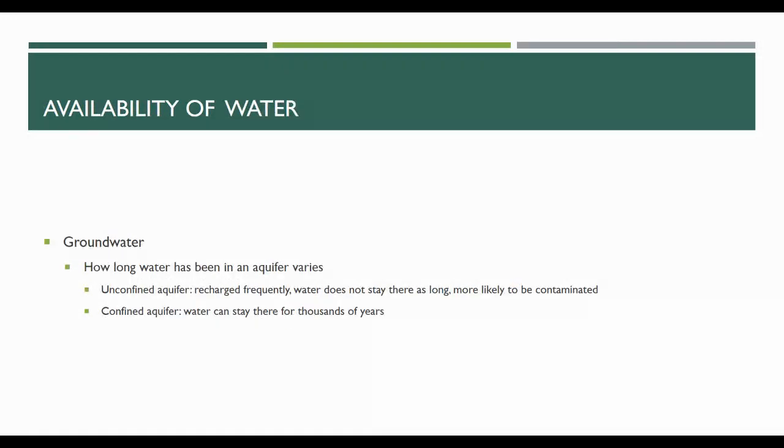How long water has been sitting in an aquifer is going to vary. It's going to be recharged a little more frequently and will have more water movement in an unconfined aquifer because water is not going to stay there as long. The issue, though, is that it is more likely to be contaminated by chemicals. In a confined aquifer, water can stay there for thousands of years, just depending on how long it's there, whether or not humans are taking water from it, etc.